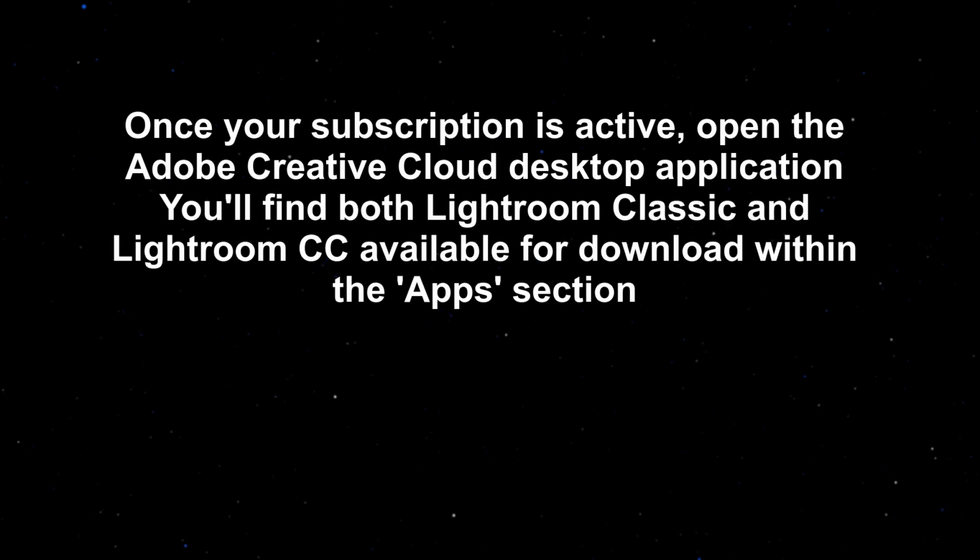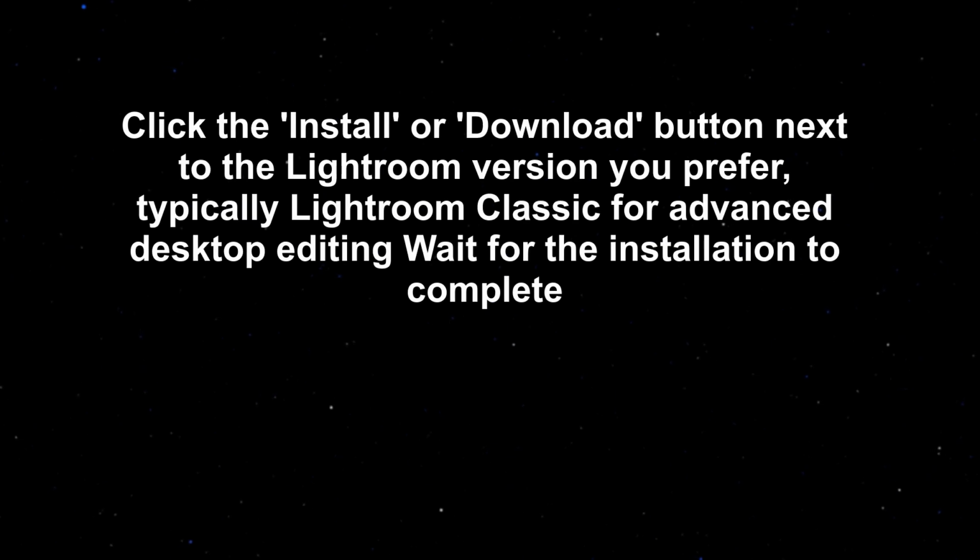Once your subscription is active, open the Adobe Creative Cloud desktop application. You'll find both Lightroom Classic and Lightroom CC available for download within the app section. Click the Install or Download button next to the Lightroom version you prefer, typically Lightroom Classic for advanced desktop editing. Wait for the installation to complete.